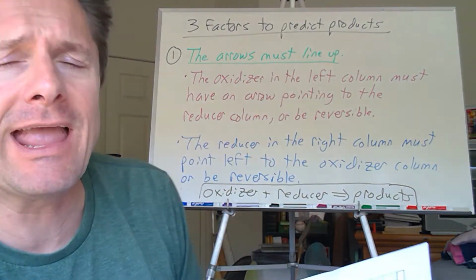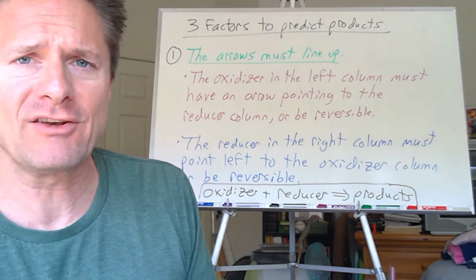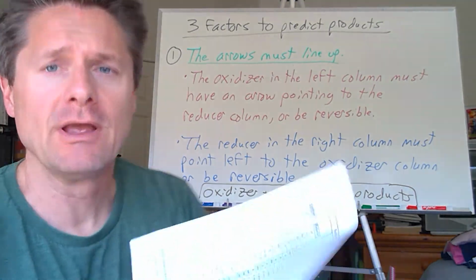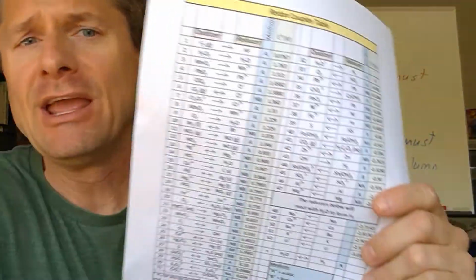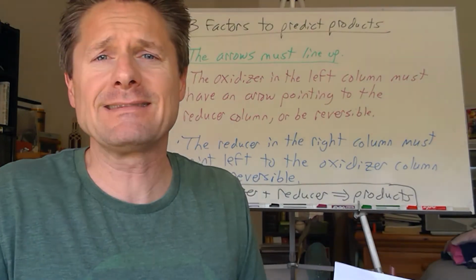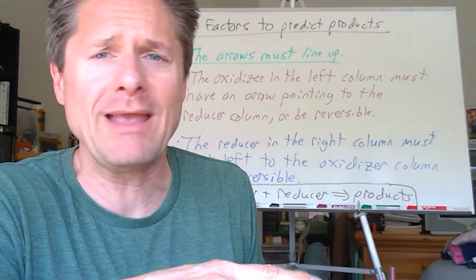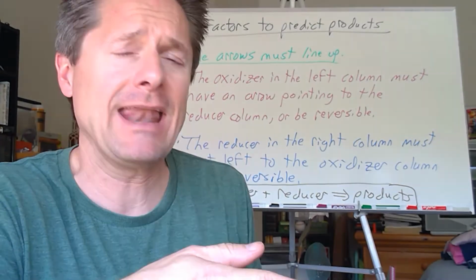First is the arrows. The arrows have to point the correct direction. So every redox reaction will be an oxidizer plus a reducer. You cannot have 2 species from the oxidizer column. It'd be like 2 acids reacting together. Not going to happen. You can't have 2 reducers. It's like having 2 bases, right? It's not going to work out. So again, you can't have 2 acids or 2 bases. You can't have 2 reducers. You can't have 2 oxidizers.